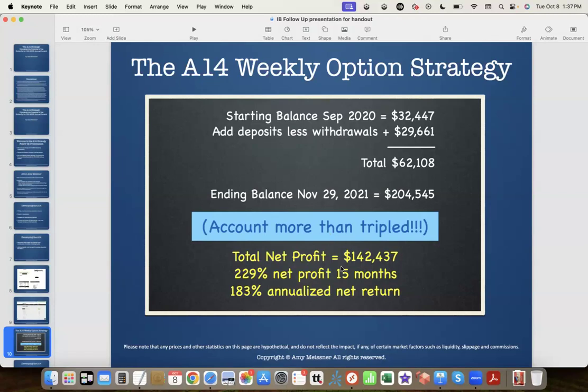Total net profit, after commissions and fees and everything, was $142,437. And that equaled a 229% 15-month profit. And if I annualize that over 12 months, it was about 183% annualized net return. So definitely it was on track to doing what I wanted to do.